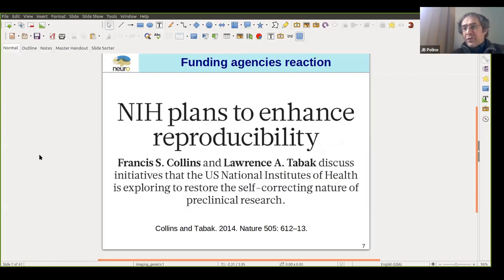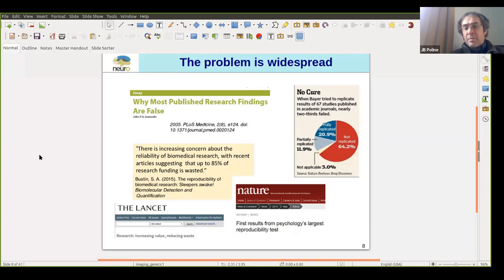And it became so prominent that granting agencies were thinking, what is going on, and we must do better in that respect. And so the NIH funding agency started to plan how to enhance reproducibility, and this is their editorial in Nature in 2014.